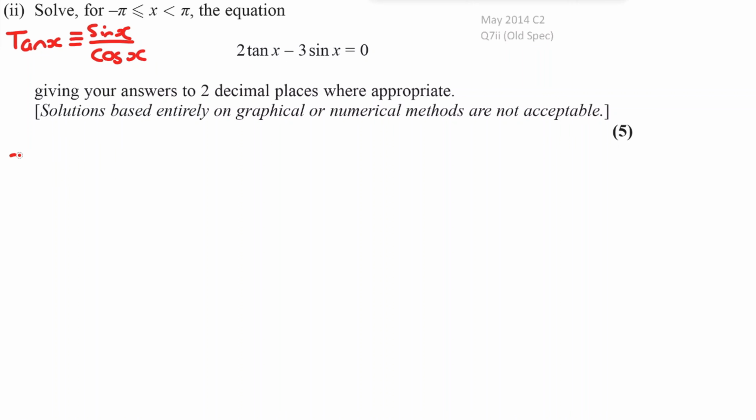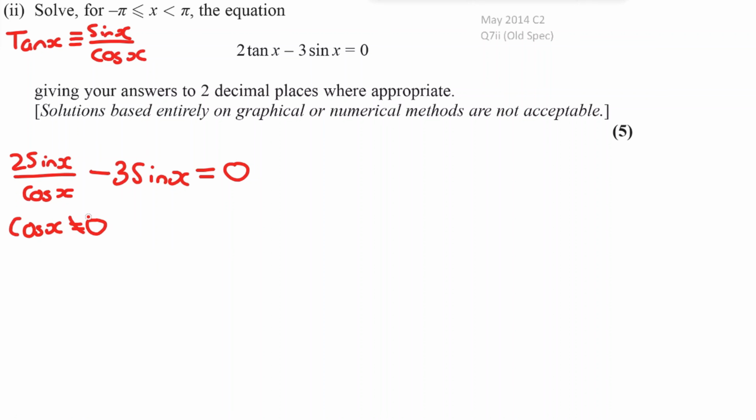So this is going to be equal to 2 sin x over cos of x, and then minus 3 sin of x, and this is equal to 0. And then what we're going to do is multiply everything by cos of x in order to get rid of this in the denominator. Now we can do this because cos of x equal to 0 is not going to be a solution. If it could be equal to 0, we can't really multiply everything by cos of x because we could technically be multiplying everything by 0, and that just doesn't work.